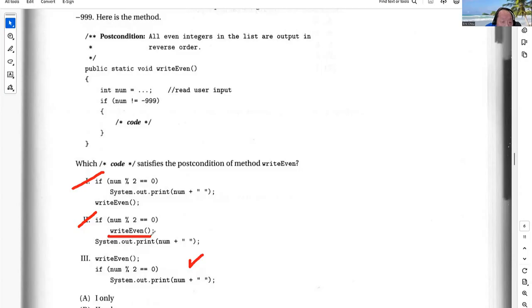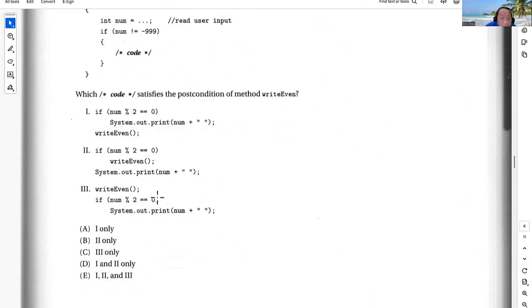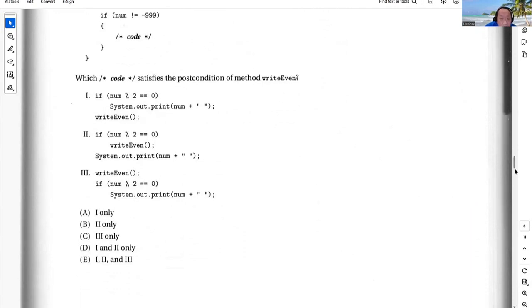You should be careful, okay? It doesn't mean that you do the recursive call on even numbers. The recursive call needs to go for every number, okay? Yeah, the print only happens on the even number, but the print needs to be after the recursive call. It will give you the reverse order.